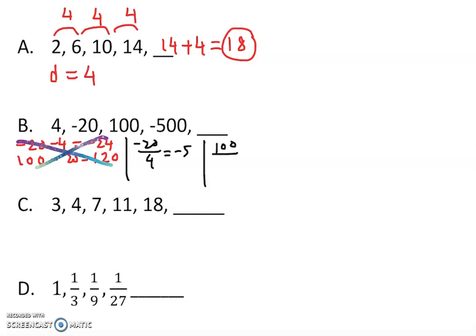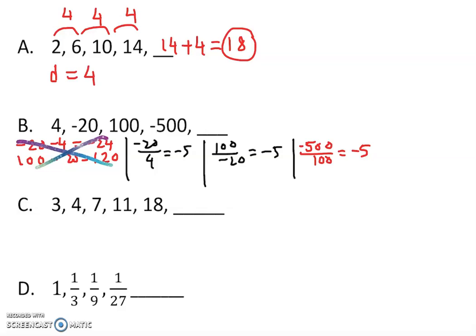100 over negative 20. Seems like we are getting negative 5. We have to inspect all of them actually. Okay, let's do the next one. 500, sorry about that, negative 500 divided by 100. That would give you also negative 5.